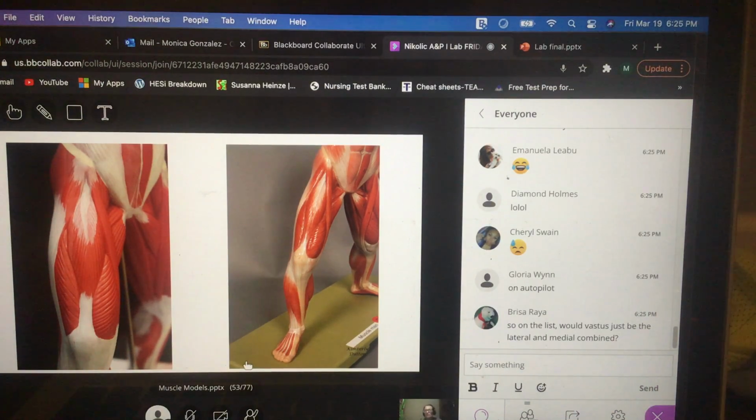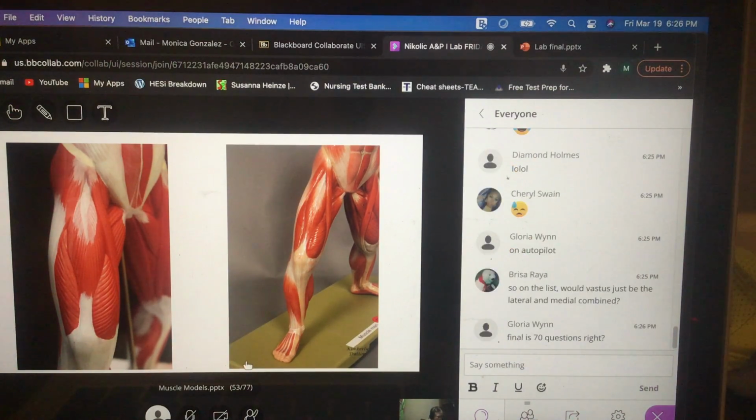All right. So on the list, would vastus just be the lateral and medial combined? I don't know what you mean. I'm sorry, Brisa, what do you mean by that, combined?